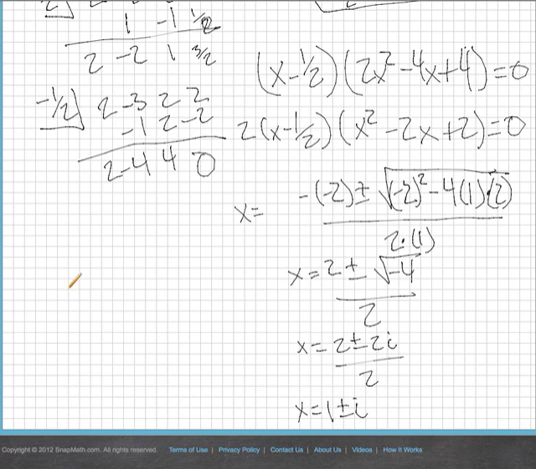So those are two answers. And then this answer right here is also one too. So x is going to be 1/2, and then 1 plus i, and 1 minus i.